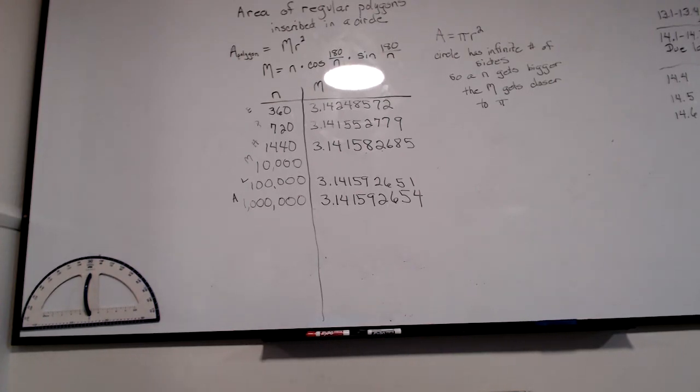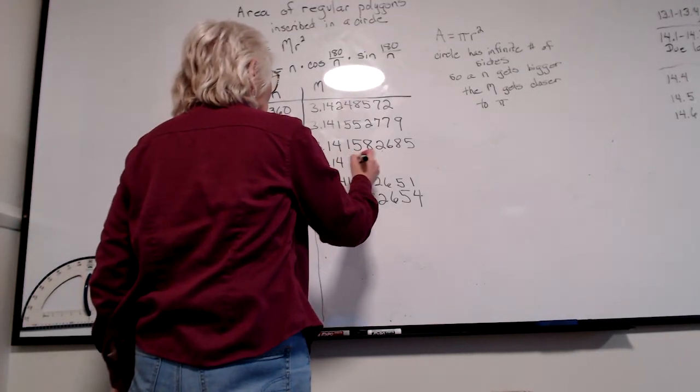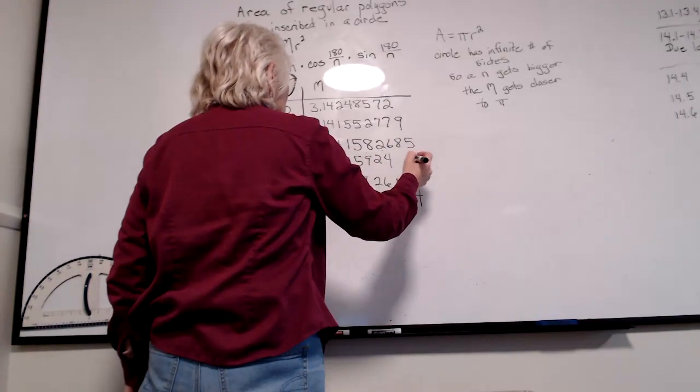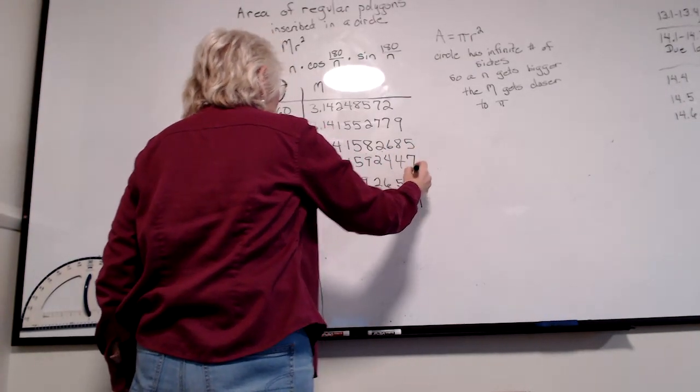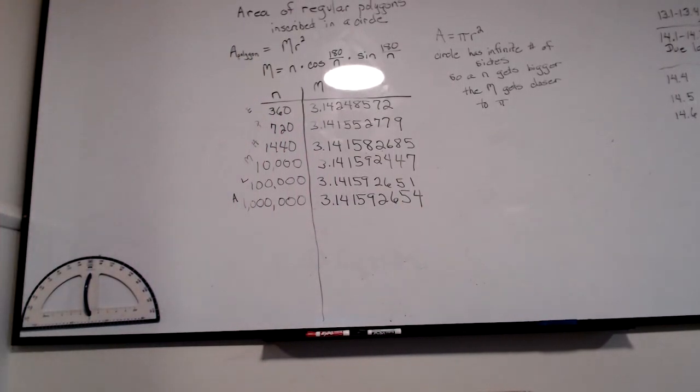Yeah, okay, that's right. So what'd you get? 3.1419247. Oh, that's wrong. That's too high. Okay, so let's try again.